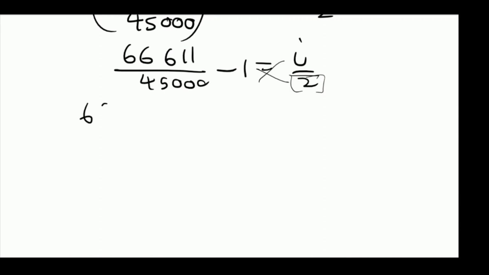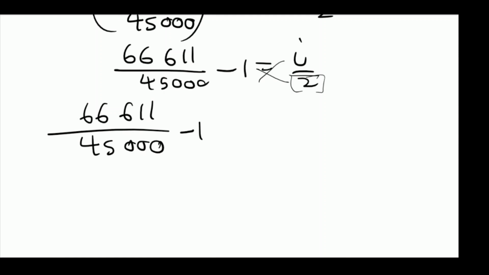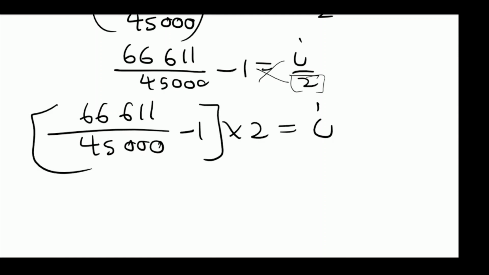So it's going to be 66,611 over 45,000 minus 1, and then you multiply by 2 equals to I. So I hope you can see that I didn't punch my calculator up until this point. The reason being is you don't want to be rounding off prematurely as you solve the problem, because it will be slightly different to the final answer. So you need to punch towards the end of your solution.